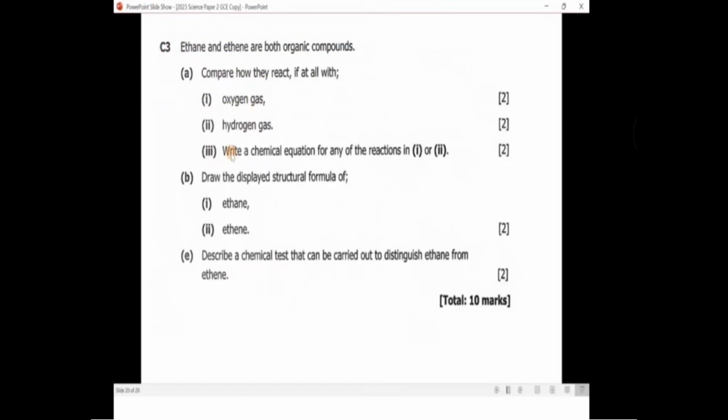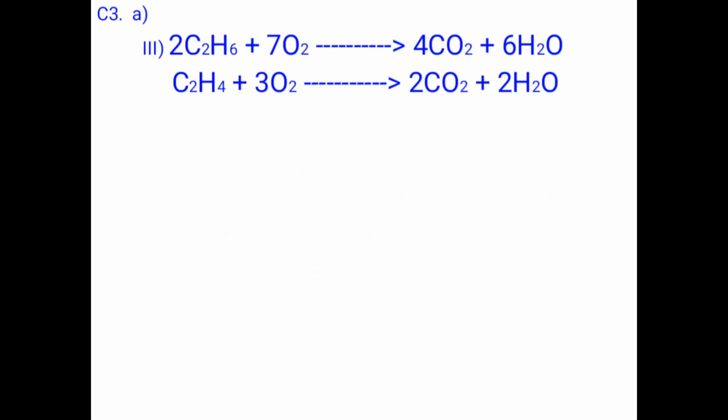Question 3. Write a chemical equation for any of the reactions in Roman numeral 1 and Roman numeral 2. I chose to write the chemical equations for Roman numeral 1, where ethane, when reacted with oxygen gas, will produce carbon dioxide and water. That's the balanced chemical equation.